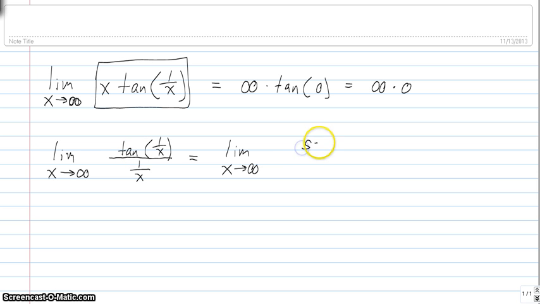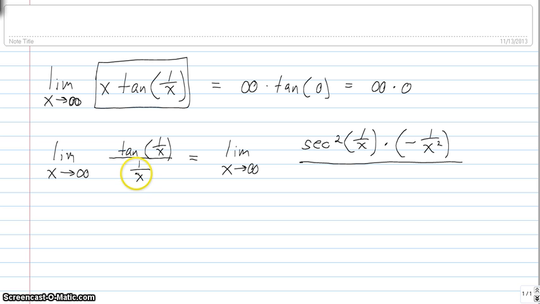Of course, the derivative of tangent is secant squared. And by the chain rule, I have to multiply by the derivative of 1 over x, which is negative 1 over x squared. So that's the derivative of my numerator. The derivative of the denominator, 1 over x, is, well, we just did that here. The derivative of 1 over x is negative 1 over x squared.